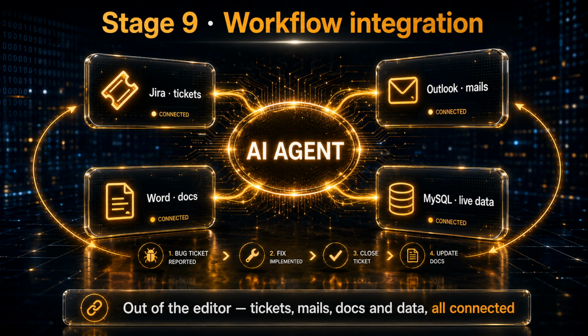Picture the whole workflow. The agent gets a Jira ticket with a reported bug. He reads it, finds the relevant code path through the syntax tree, makes the fix, compiles, verifies, closes the ticket as done, and appends a note to the release notes in the Word document. That's a complete development cycle, from bug report to closed ticket and updated documentation, with you reviewing and approving, but without you carrying out the individual steps by hand.